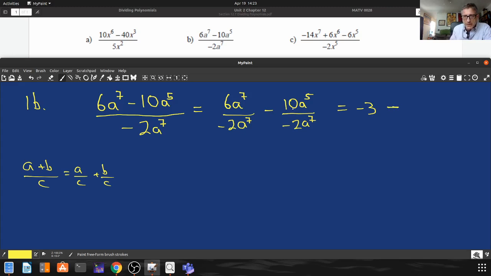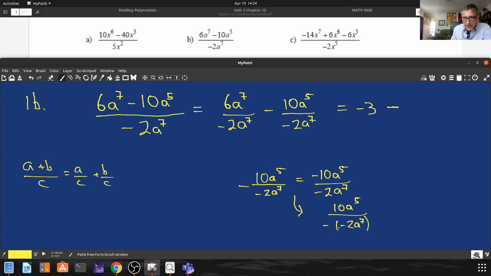Minus 10a to the 5th over minus 2a to the 7th, where this minus is in line with the division sign. I can do one of two things. I can either put it up there so that I'm dividing minus 10 divided by minus 2, or alternately, I can put it down here.